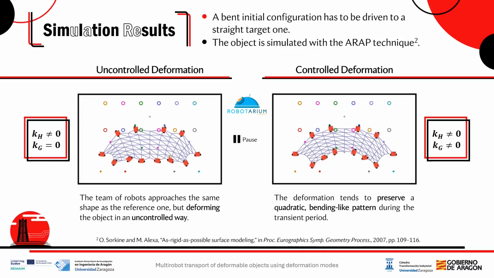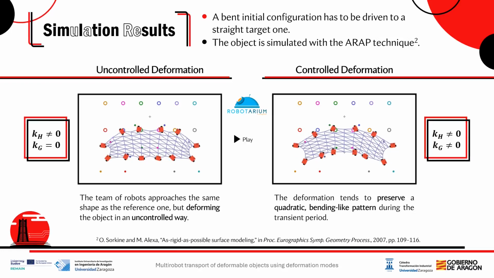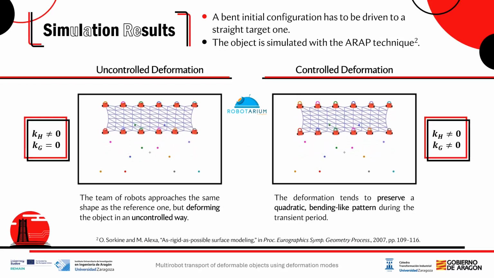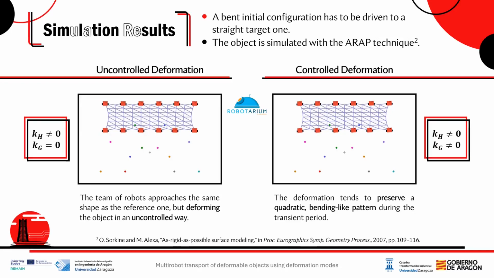In the case on the left, as we are not controlling the deformation during the transport, the object is deformed in an uncontrolled way. In the case on the right, the deformation is controlled and tends to preserve a quadratic bending-like pattern. In both cases, the team of robots approaches the same shape as the reference one.